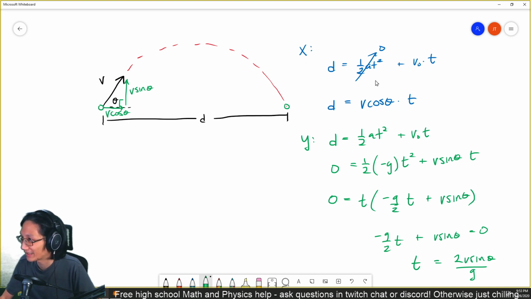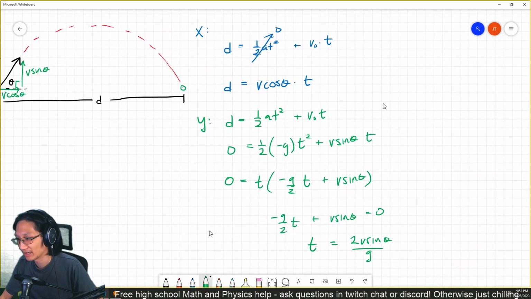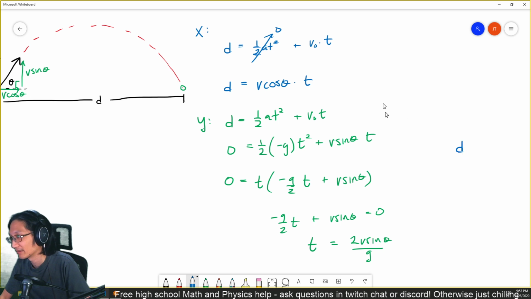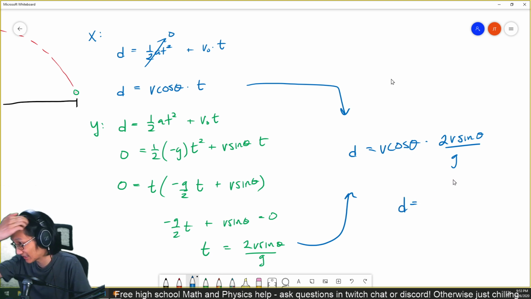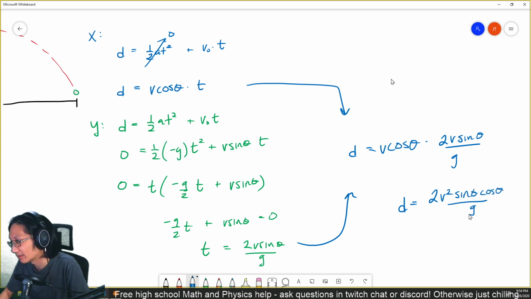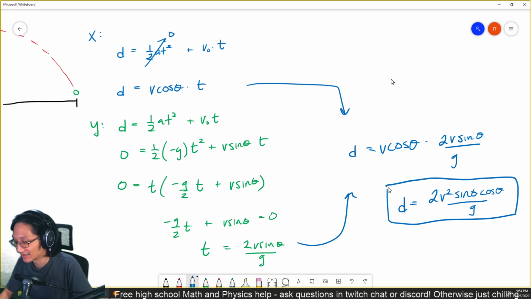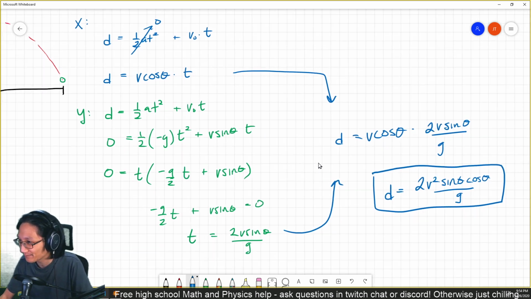What we can do here is plug this back into distance for the x equation. So if we plug in, distance is equal to v cosine theta times t, which is 2v sine theta over g. So altogether, the horizontal distance that a projectile will fly if you launch it at an angle of theta at a velocity of v is 2v squared sine theta cosine theta over g. Now, that's a super useful result.